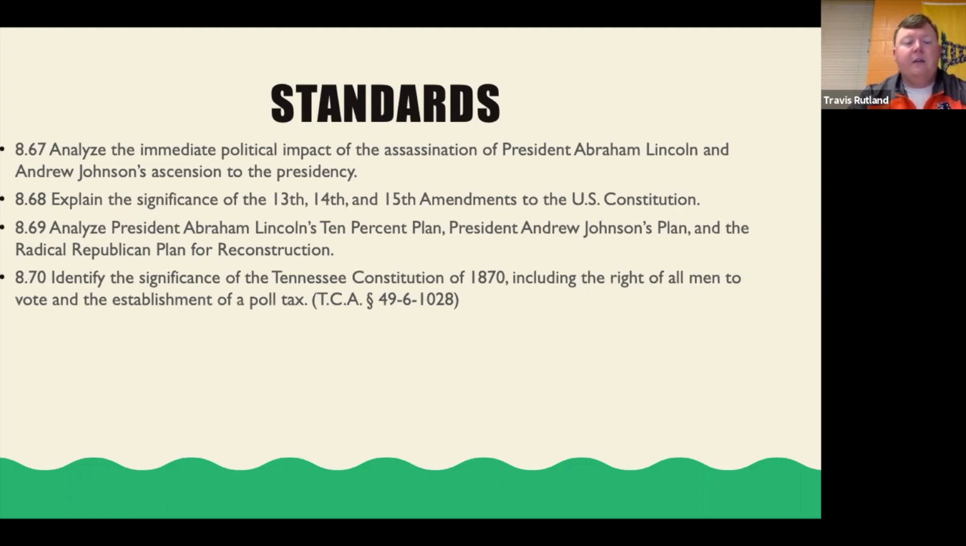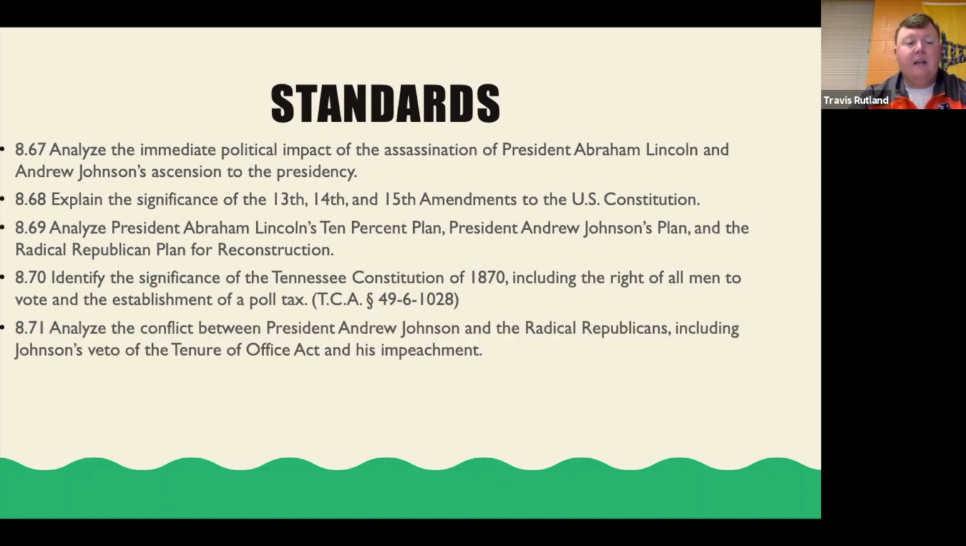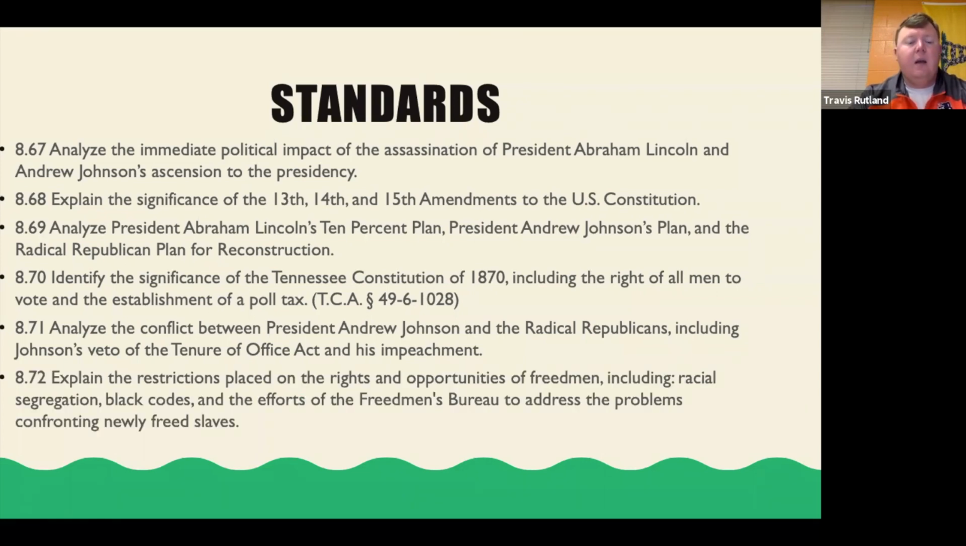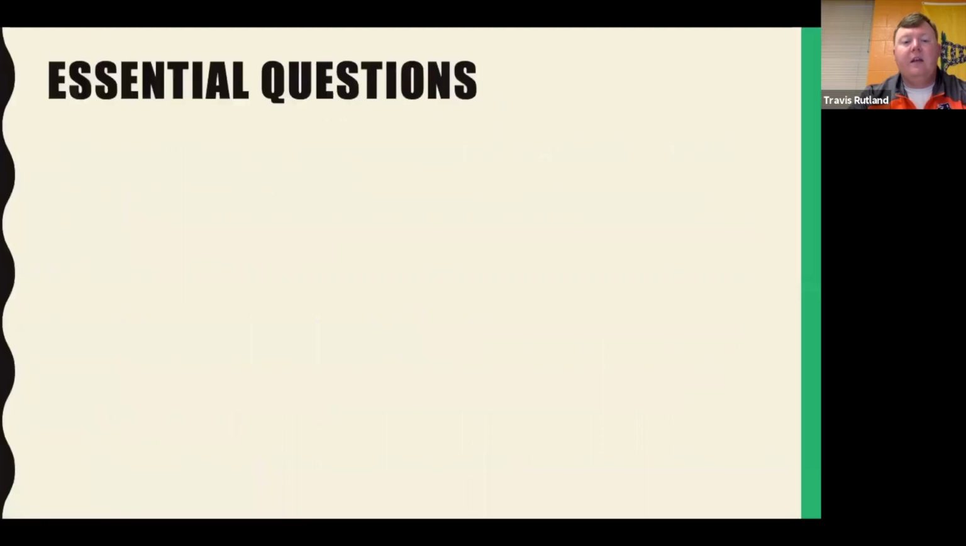8.70, we're going to identify the significance of the Tennessee Constitution of 1870, including the right of all men to vote and the establishment of a poll tax. 8.71, analyze the conflict between President Andrew Johnson and the Radical Republicans, including Johnson's veto of the Tenure of Office Act and his impeachment. And 8.72, explain the restrictions placed on the rights and opportunities of freedmen, including racial segregation, black codes, and the efforts of the Freedmen's Bureau to address the problems confronting newly freed slaves.